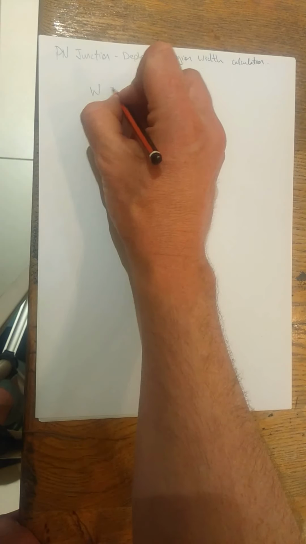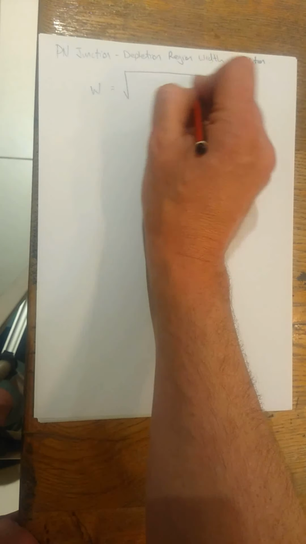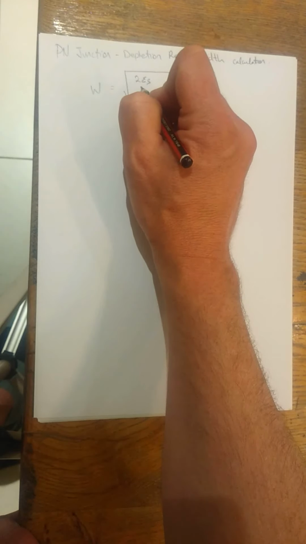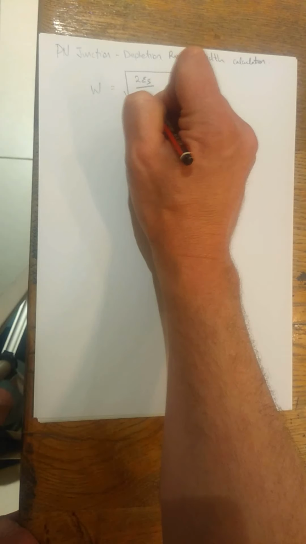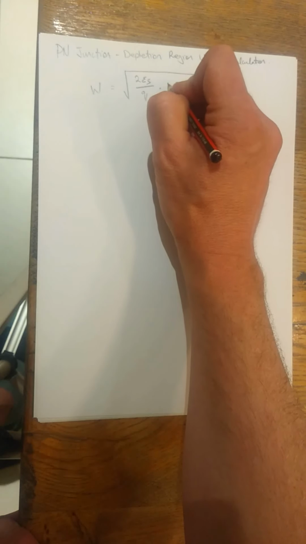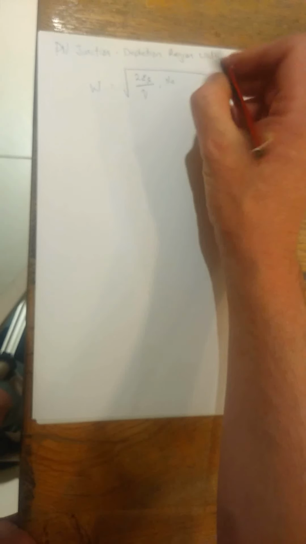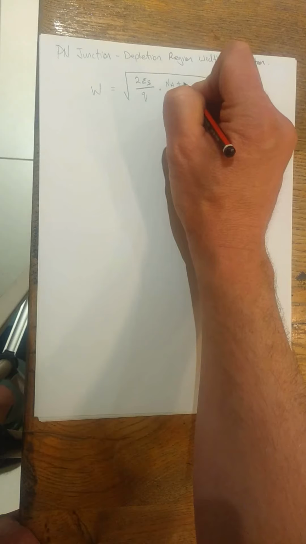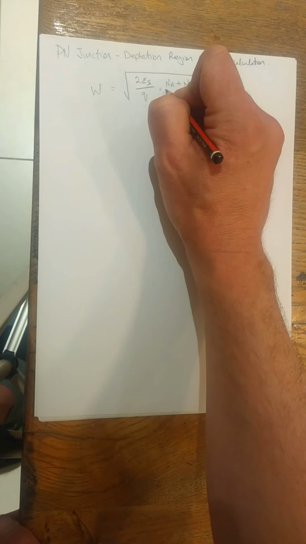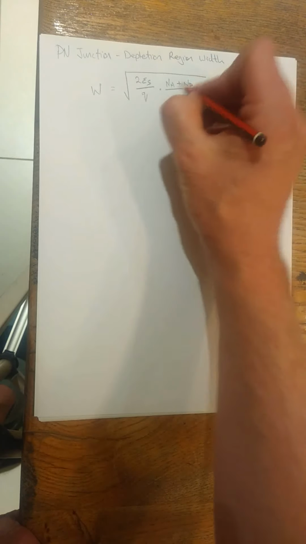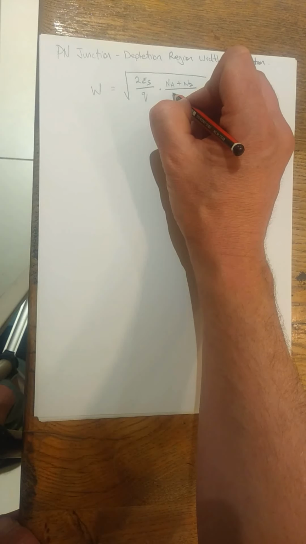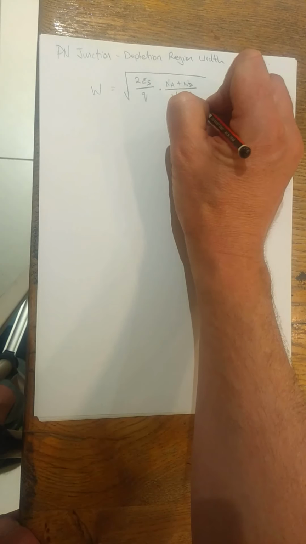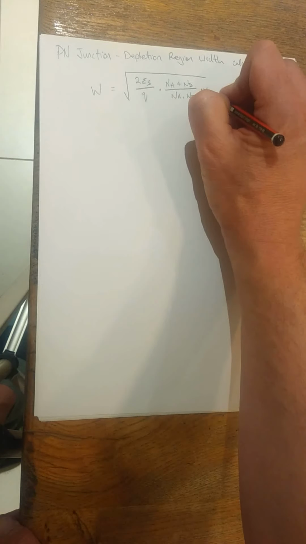So W, the depletion region width, is equal to the square root of 2 times epsilon s, which is the permittivity of silicon, over Q, which is the charge of an electron, multiplied by Na, which is our acceptor concentration on the P side of our PN junction, plus Nd, which is the concentration of donor atoms on the N side of our PN junction. That's divided by Na times Nd. Okay, and then that is multiplied by VBI.